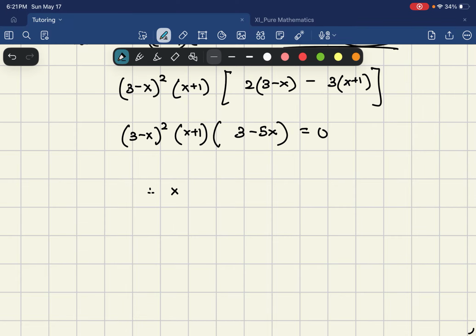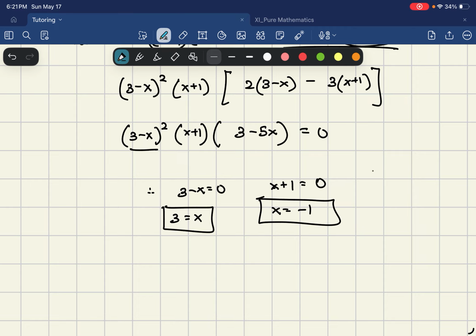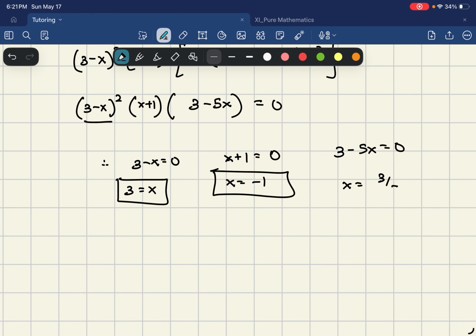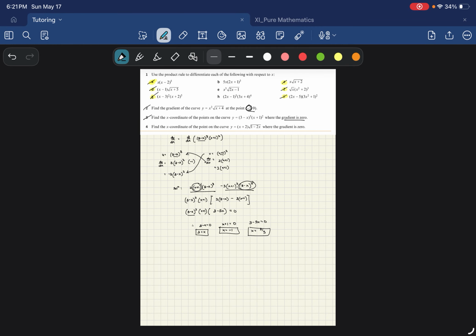You can see that the first term, you equate it to 0. 3 minus x is equal to 0. That means x is equal to 3. You can equate the second term to 0, so x is minus 1. And you can see that the third term, 3 minus 5x equal to 0, means x is equal to 3 over 5. So those are the three solutions: minus 1, 3, and 3 over 5. So we're done with 3.